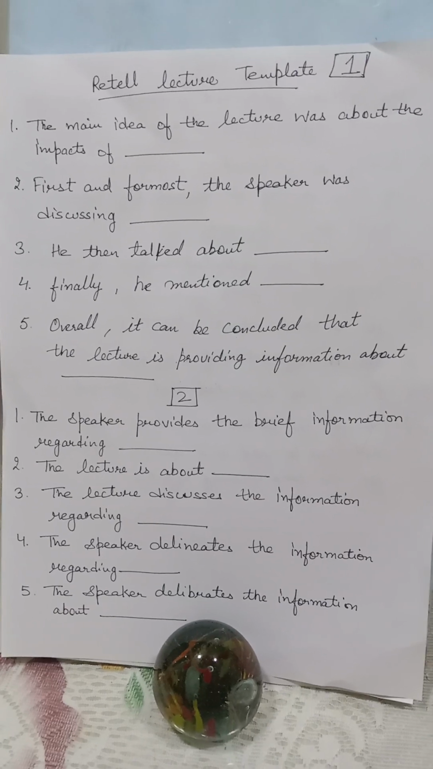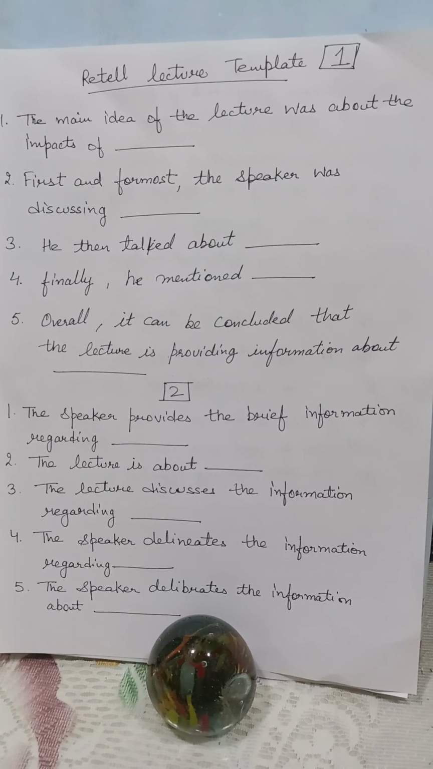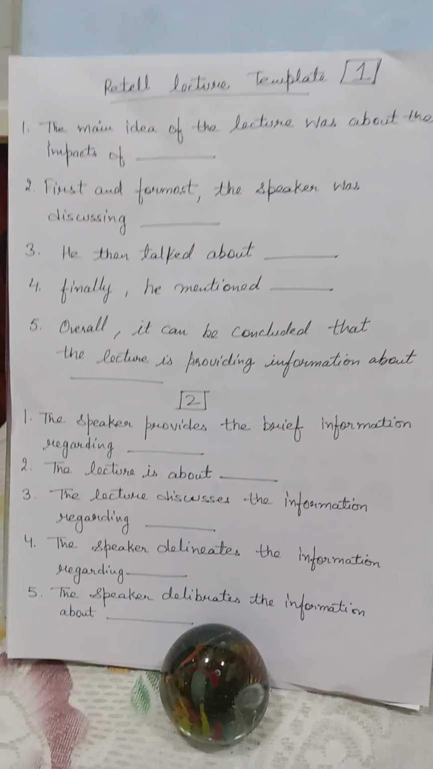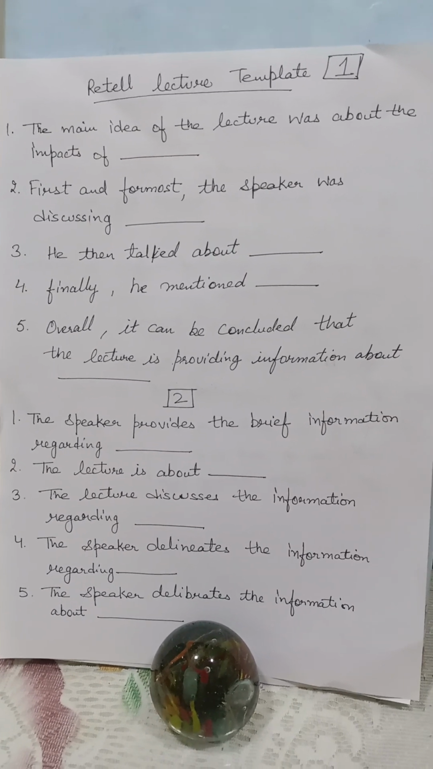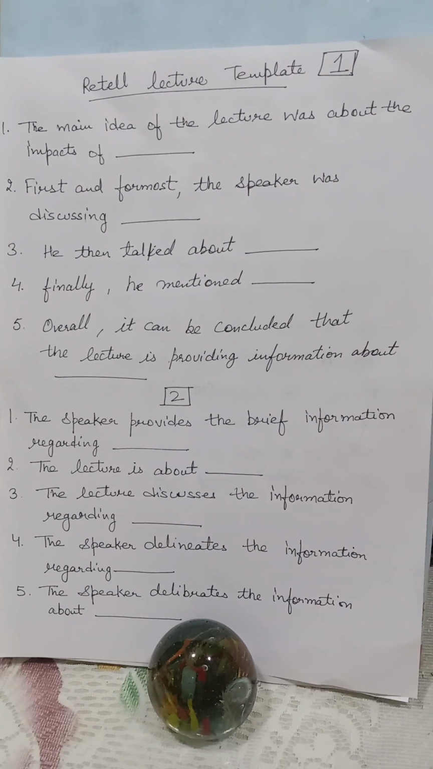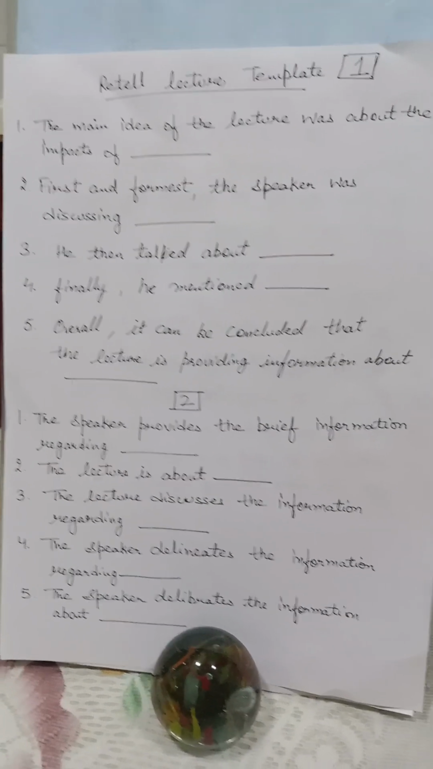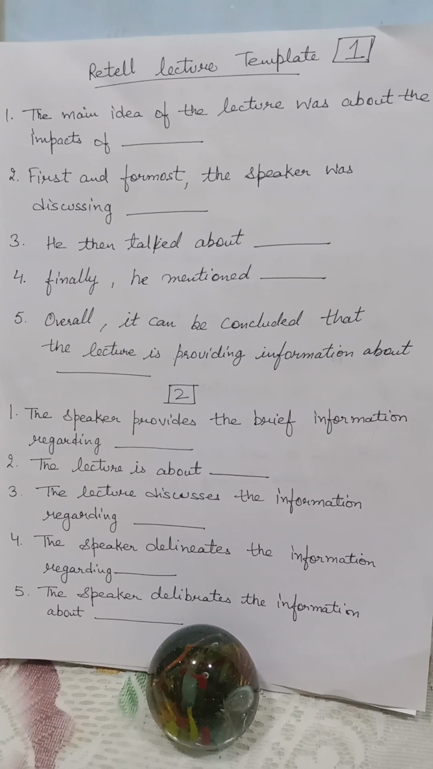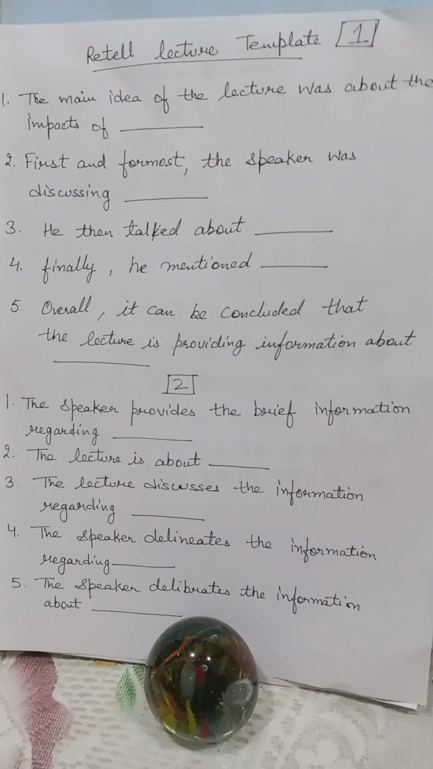Second, after that you will say: first and foremost the speaker was discussing, he then talked about, finally he mentioned. Overall, it can be concluded that the lecture is providing information about.